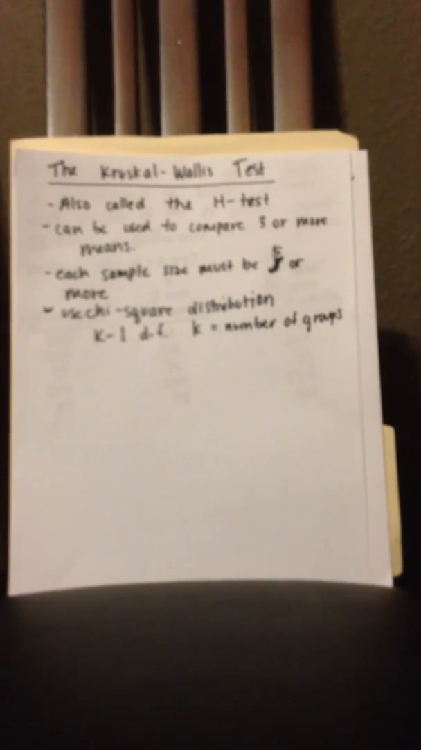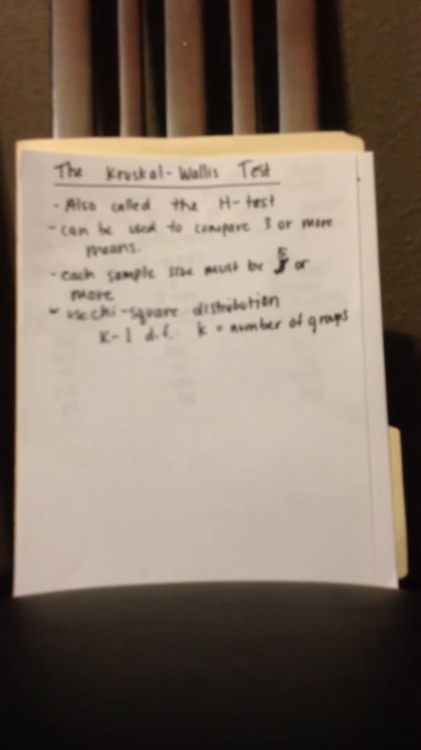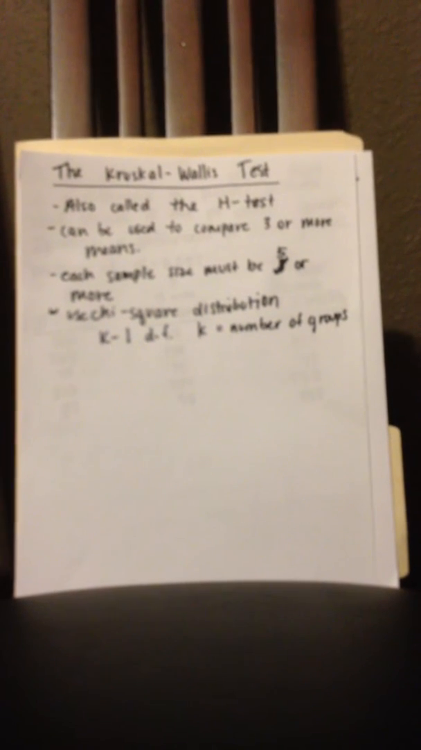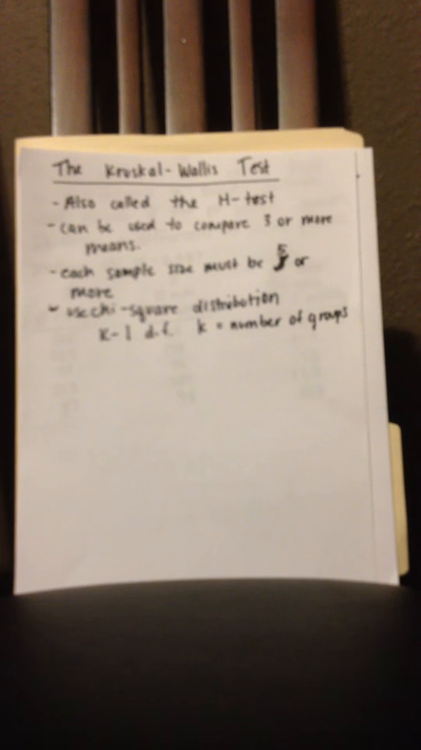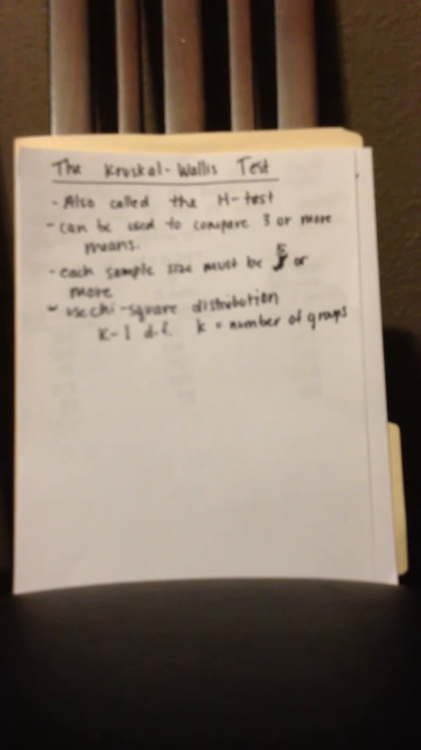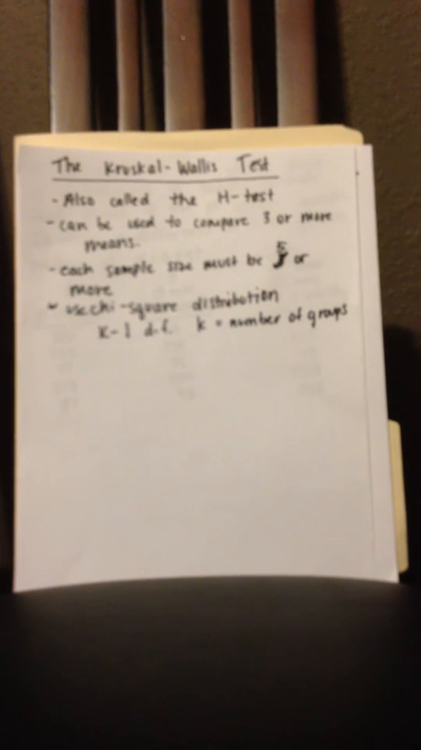I'm Nikki Bray, and we're going to talk about the Kruskal-Wallis test in statistics, Chapter 13, Section 5. The Kruskal-Wallis test is also called the H-test. It can be used to compare 3 or more means. Each sample size has to be greater than 5.